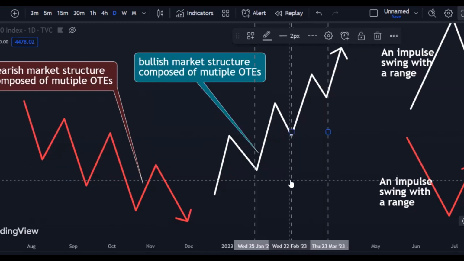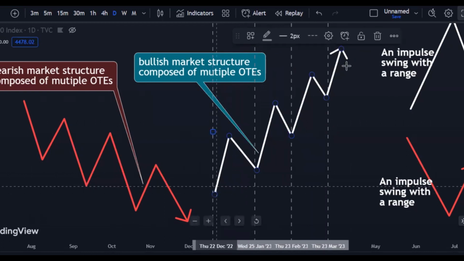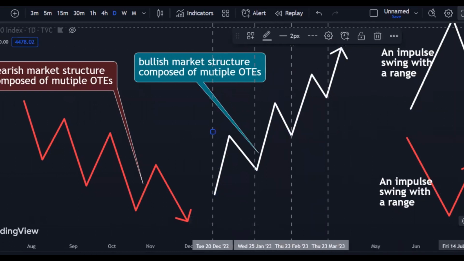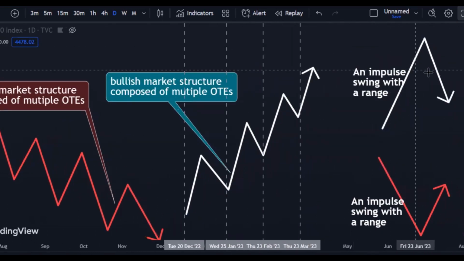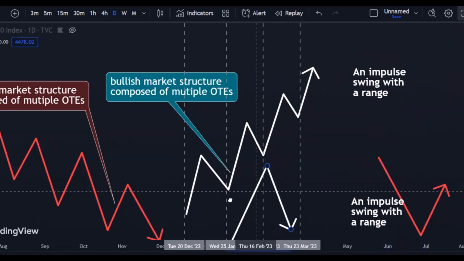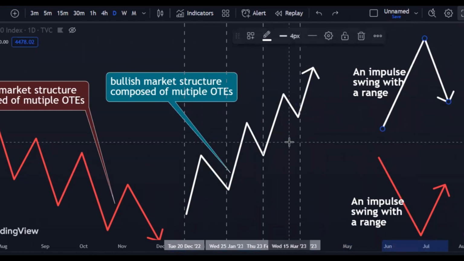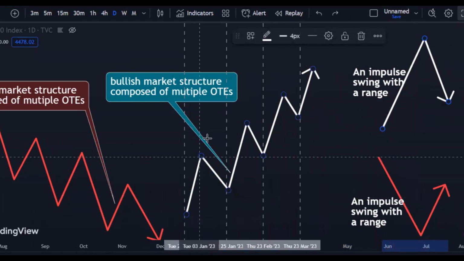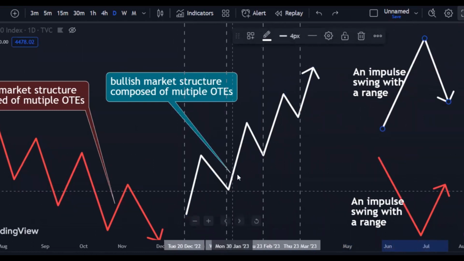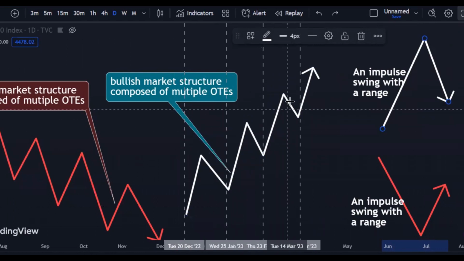Okay, so we can see we have like 3 or 4 ranges here. We have this first one. You can put something like this here if you want. This is just an example of something like this that I just showed you here. If you drag this diagram here, you see that this is just an example. So here is an impulse with a retracement into the range, an impulse, the retracement to the range, an impulse with the retracement.